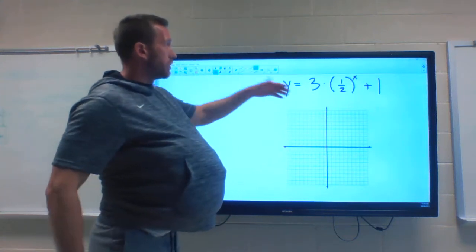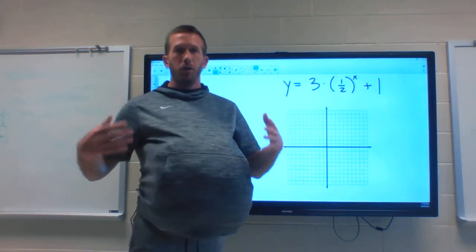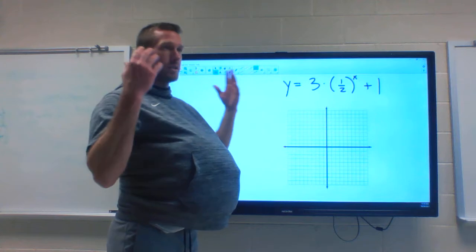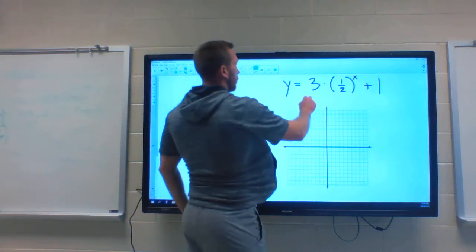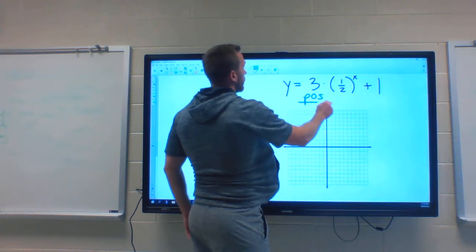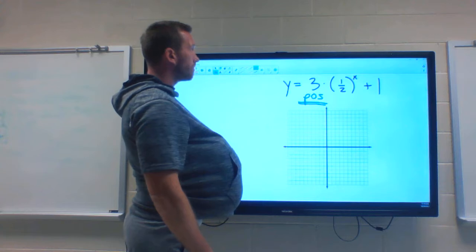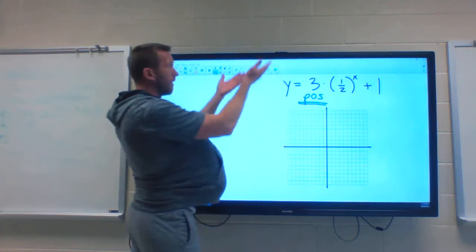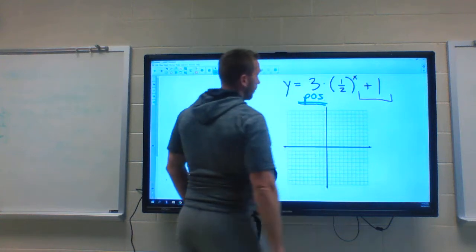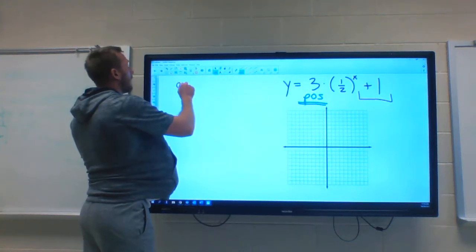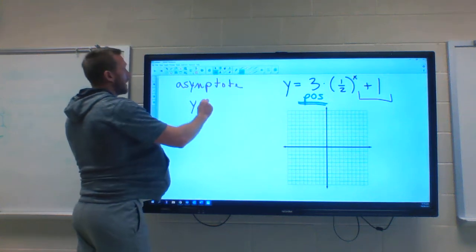Okay, so we've got an exponential function there. A lot going on here. A couple things that I want you to do when you first look at one of these: realize this is a positive value out front. If we have a positive value there, that means we're going to be above wherever our asymptote is. Also, we can look at that value and identify that our asymptote has the equation y equals 1, right?